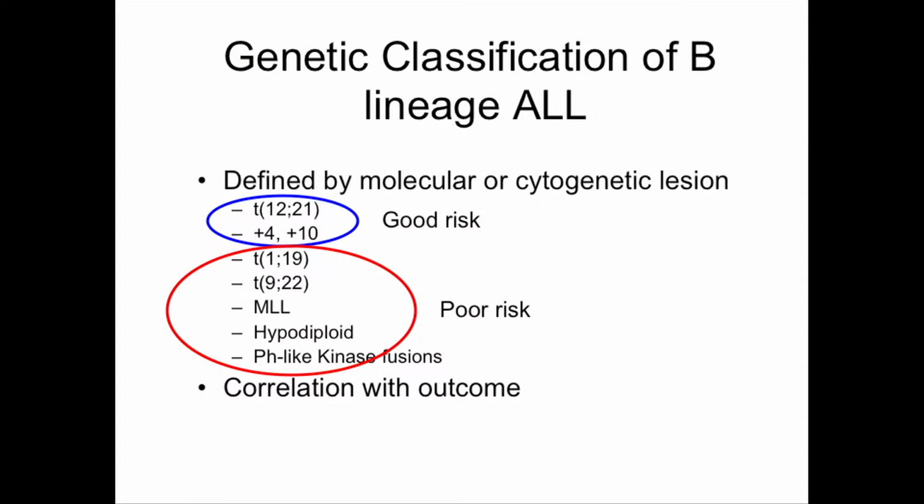So if we look at the genetic classification of B lineage ALL, we have a subset of mutations that have been identified as being good risk, indicated here, and a larger subset of mutations that are considered poor risk, indicated here. And this kind of genetic risk stratification is what's now used commonly in clinical trials of B lineage ALL to stratify patients to different treatment arms and to drive therapy, in contrast to immunophenotypic types of classification.